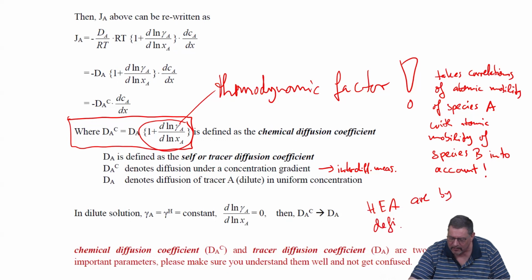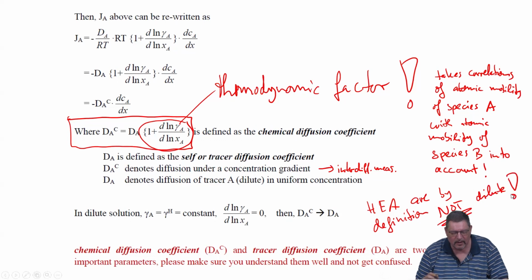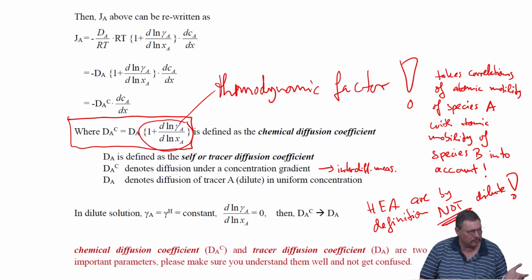High entropy errors are by definition not dilute. So it means you are not allowed to do this. And this was done in this paper, which is so highly cited. This is why it could be true, it could not be true. We don't know before we measure properly.